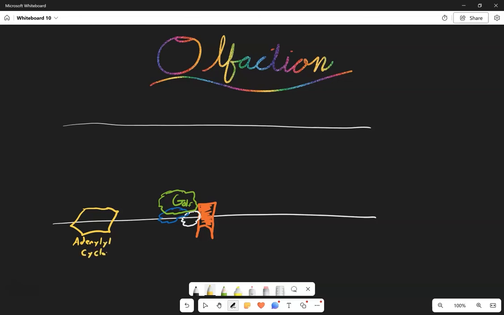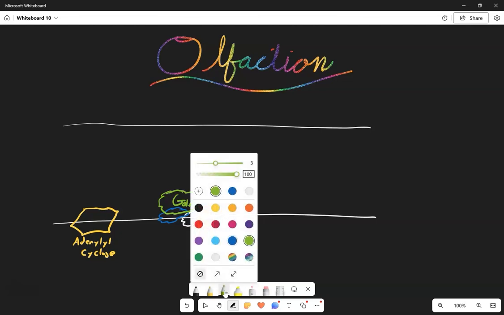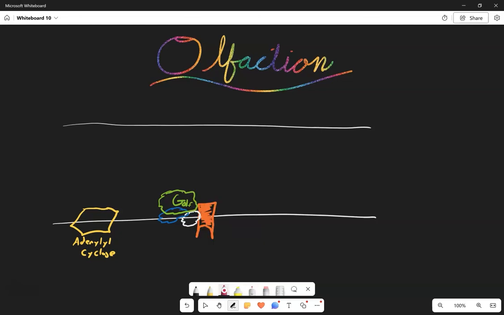cyclase. And does everybody remember what adenylyl cyclase does? It converts ATP into molecules of cyclic AMP. All right, the other thing we're going to put on here is another channel over here. Just going to draw it like this. And this is going to be a cation channel. This cation channel is going to let in sodium, but it's also going to let in calcium, that divalent ion.